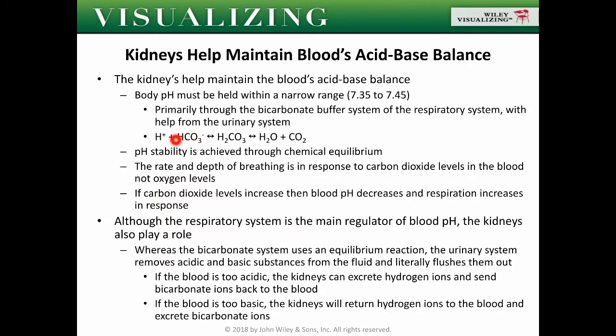So, your bicarbonate, if you have too much acid in the blood, the bicarbonate absorbs it and it becomes carbonic acid. And especially in the respiratory system, this carbonic acid can be released as carbon dioxide. So pH stability is achieved through this chemical equilibrium. The rate and the depth of breathing is in response to carbon dioxide levels in the blood and not oxygen levels.